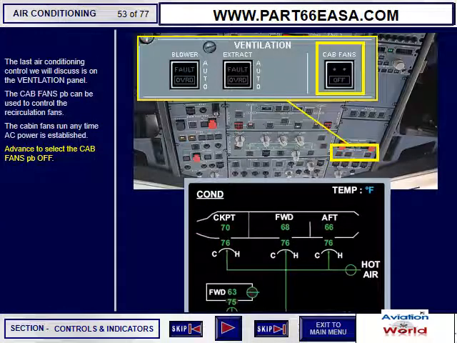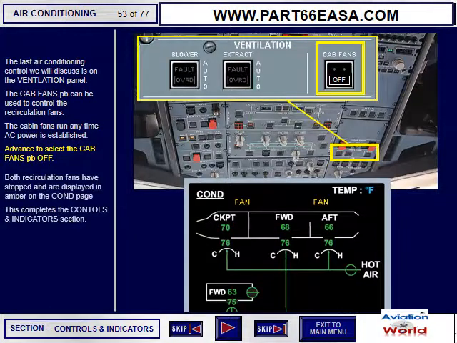The last air conditioning control we will discuss is on the ventilation panel. The cabin fans push button can be used to control the recirculation fans. The cabin fans run any time AC power is established. Advance to select the cabin fans push button off. Both recirculation fans have stopped and are displayed in amber on the condition page.